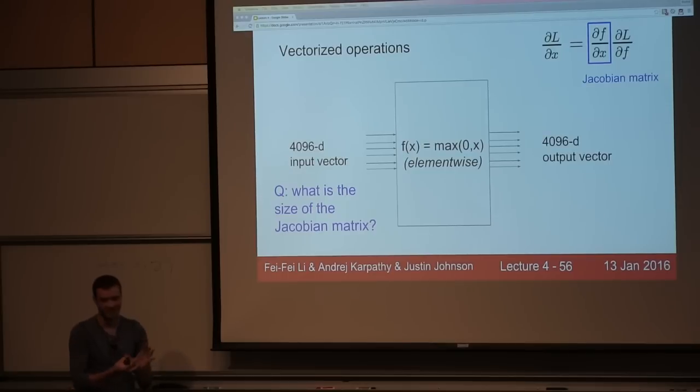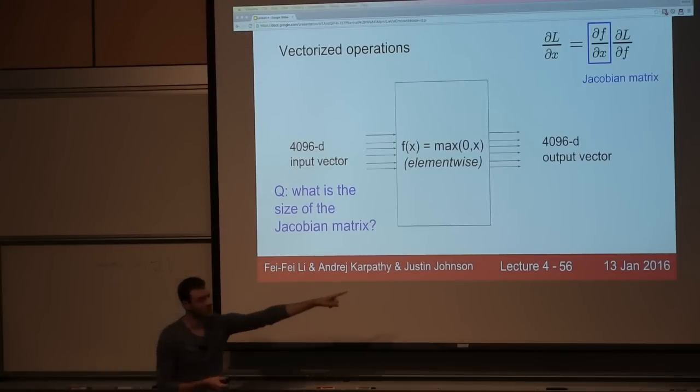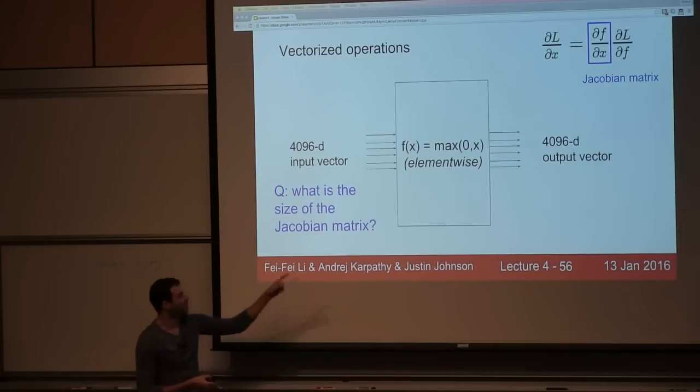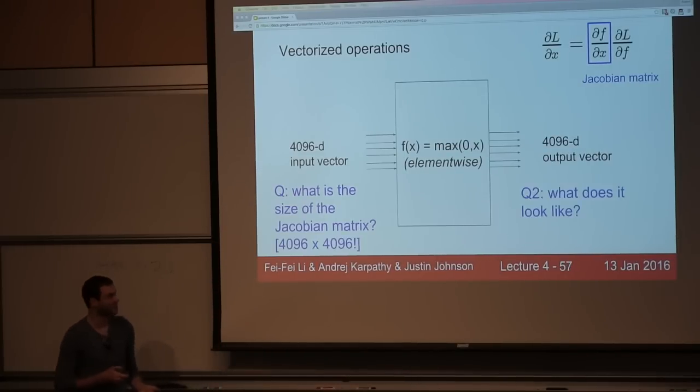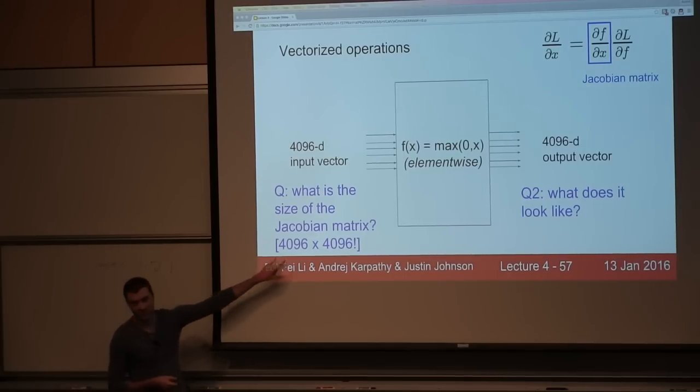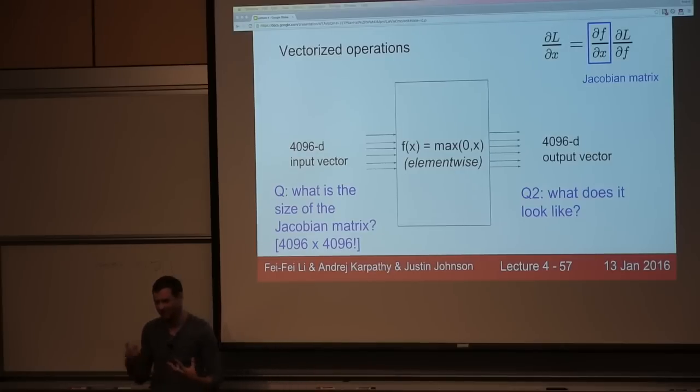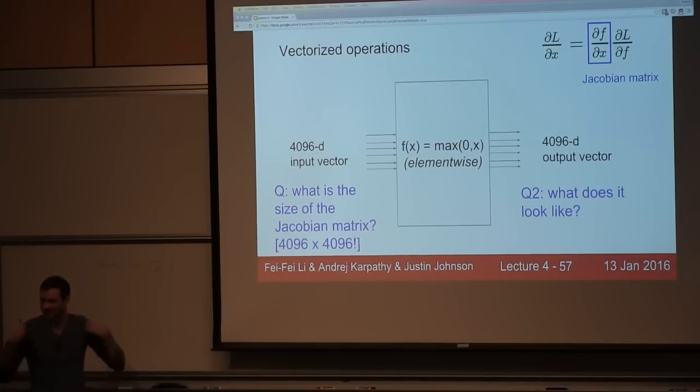4096 by 4096. In principle, every single number in here could have influenced every single number in there. But that's not the case necessarily, right? So the second question is, this is a huge matrix, 16 million numbers. But why would you never form it? What does the Jacobian actually look like? Because it's element-wise, wouldn't it just be a vector?